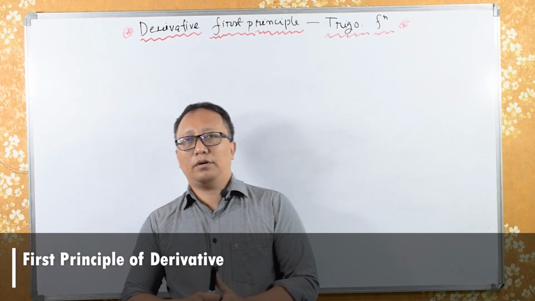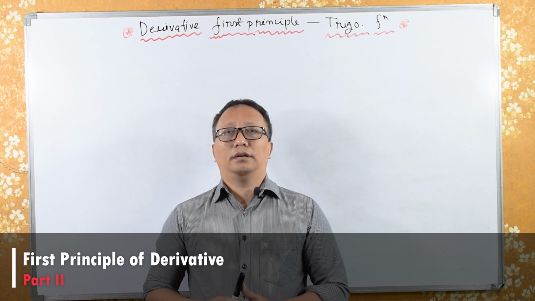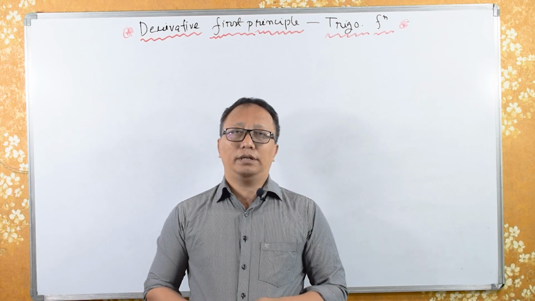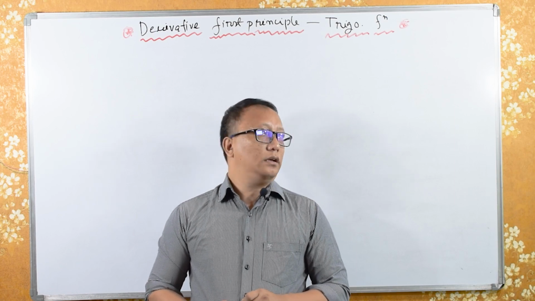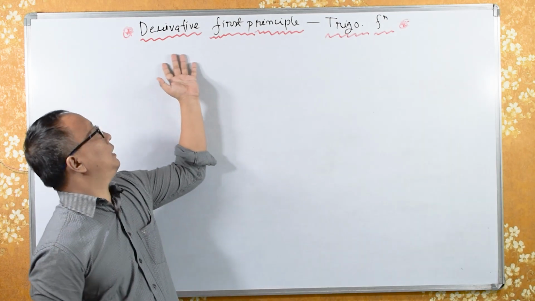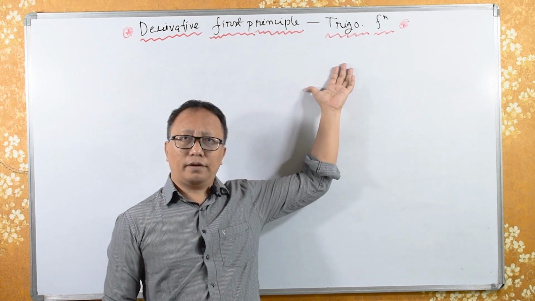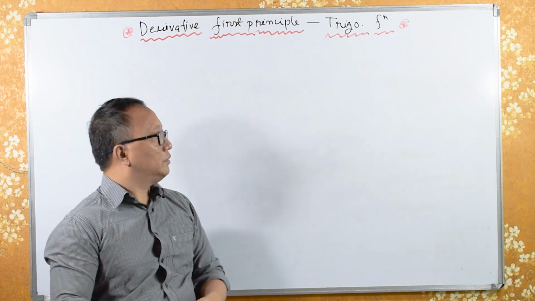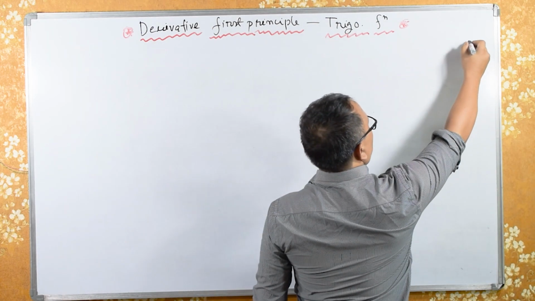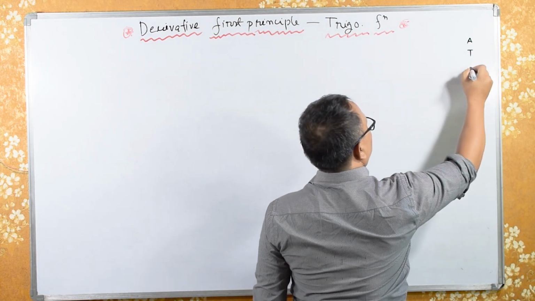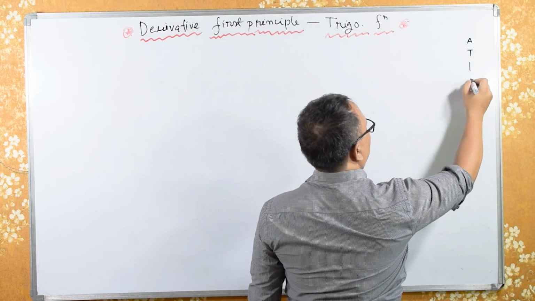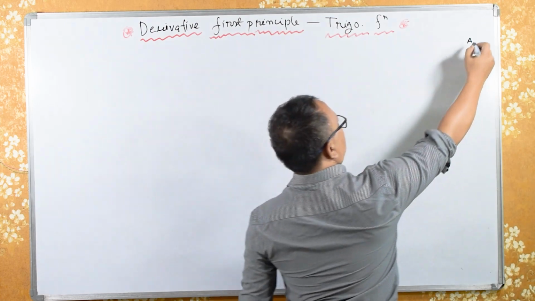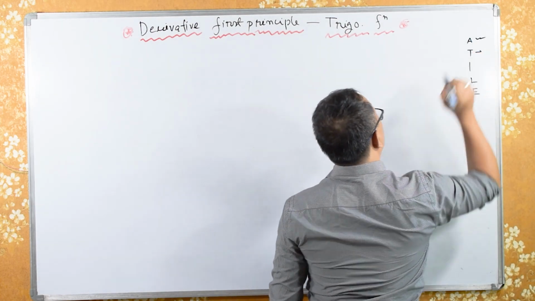Today I will be speaking about the first principle of derivative for trigonometric functions. Last time I already explained the first principle of derivative for algebraic functions. So today is trigonometric functions. We'll be discussing algebraic, trigonometric, inverse trigonometric, logarithm, and exponential functions. The algebraic part is done, but trigonometric is what we are discussing today.